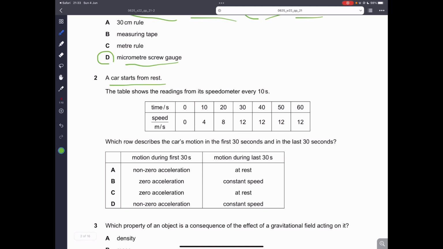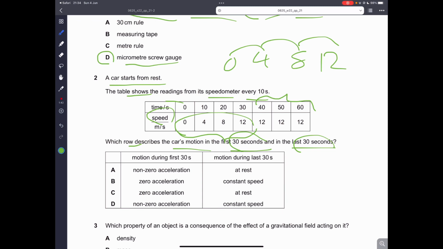Question number 2. A car starts from rest. The table shows the reading from the speedometer every 10 seconds. Which row describes the car motion in the first 30 seconds and in the last 30 seconds? In the first 30 seconds, there is an acceleration, because 0, 4, 8, 12, the speed is changing. It is increasing by 4, 4, 4, and therefore it's going to be a non-zero acceleration.